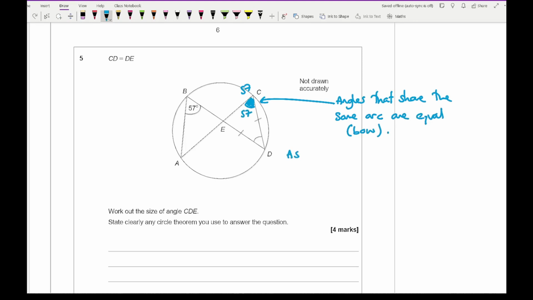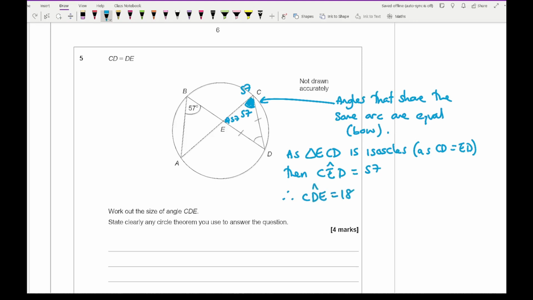So then as triangle ECD is isosceles, and that's because CD is equal to ED, then angle ECD is also going to be equal to 57. So therefore angle CDE is going to be 180 minus 57 minus 57, which gives me an answer of 66 degrees.